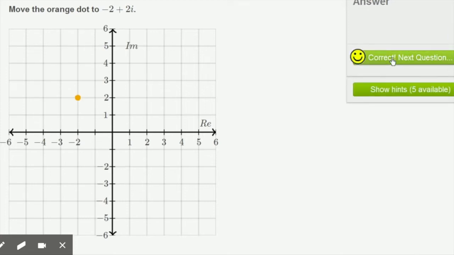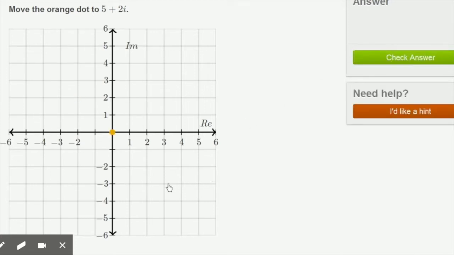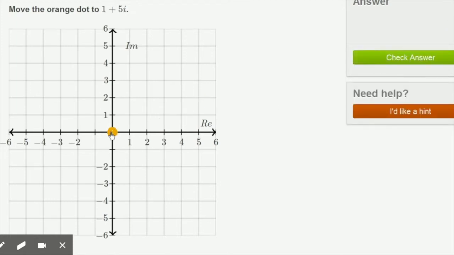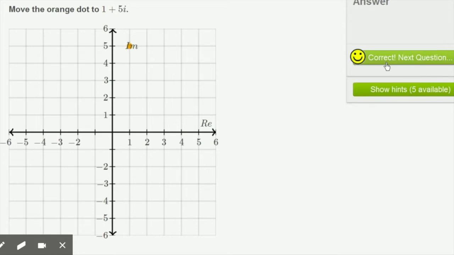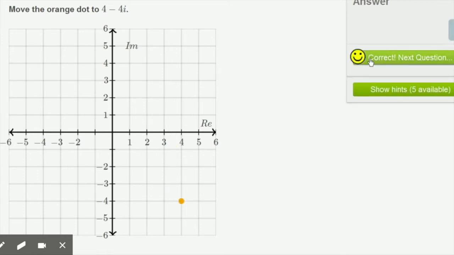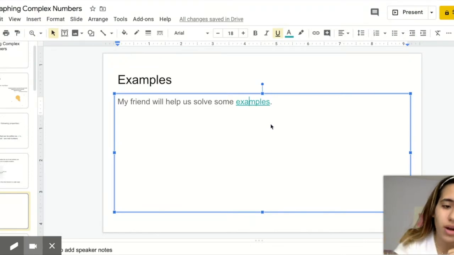Let's do a few more of these. So 5 plus 2i, once again, real part is 5, imaginary part is 2, and we're done. Let's do 2 more of these. 1 plus 5i. 1, that's the real part, plus 5i, right over there. All right, let's do 1 more of these. 4 minus 4i. Real part is 4. Imaginary part is -4. And we're done.